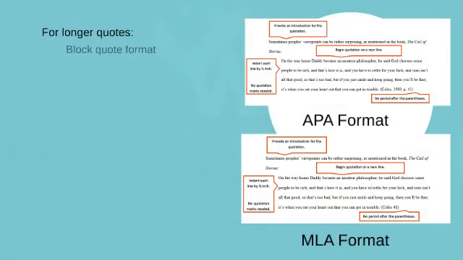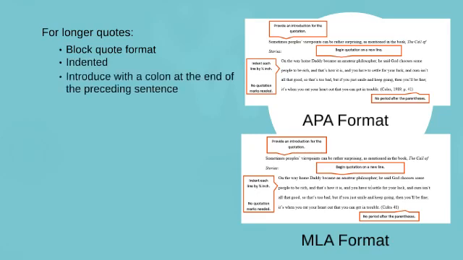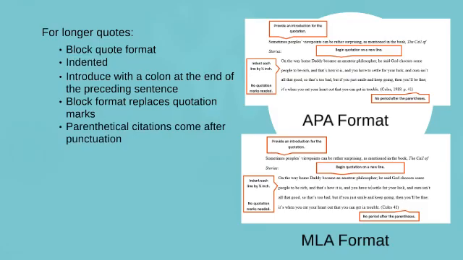For longer quotes, you use block quote format, which is indented. You introduce it with a colon at the end of the preceding sentence. Block format replaces quotation marks, so you do not need them. And parenthetical citations come after punctuation.